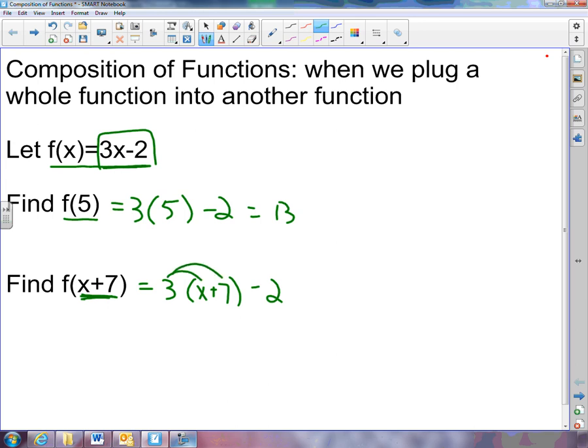So we're going to distribute the 3: 3x plus 21 minus 2. And we're just going to simplify this to 3x plus 19. So here we have created a new function with an algebraic expression plugged in.